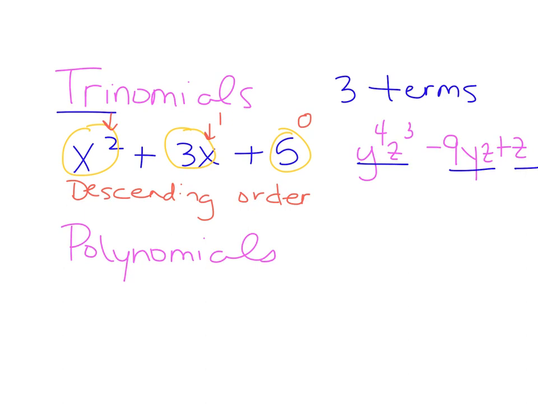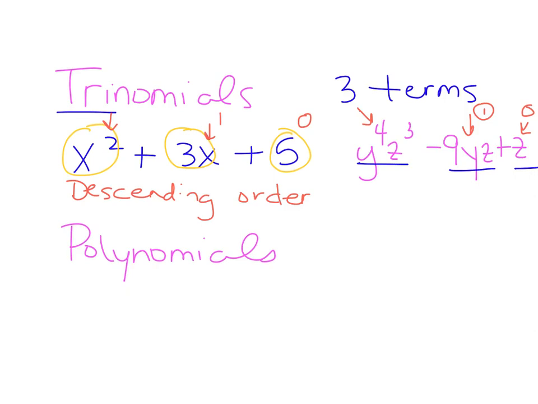Now, if you look at the second one, I have to tell you which variable to focus on. If I look at just the y, the y here is 4, the y here is an imaginary 1, and then there is 0 y here. Again, that's descending order, 4, 1, 0. We don't have to have a 3 and a 2. It just has to be in descending order.